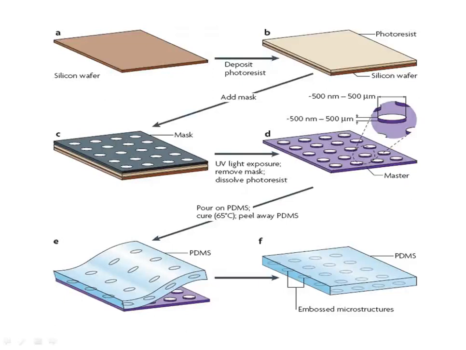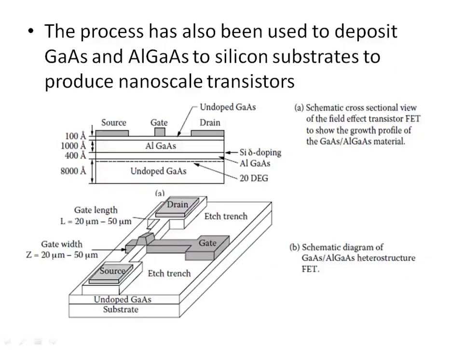Figure illustrates the fabrication of a PDMS layer incorporating microstructures. Drawings A to D correspond to the fabrication of a rigid master via photolithography. Drawings E and F can be considered as part of the soft lithography process. The process has also been used to deposit GaAs and AlGaAs to silicon substrates to produce nanoscale transistors. Figure shows the schematic diagram of a GaAs or AlGaAs field effect transistor produced using soft lithography.